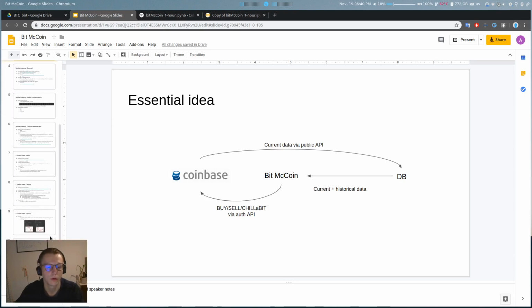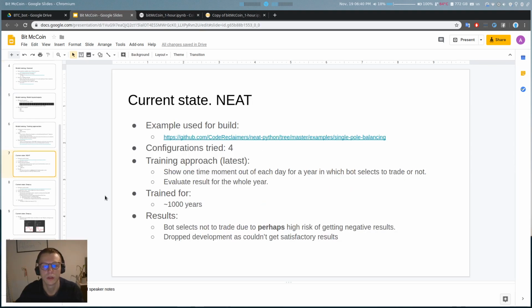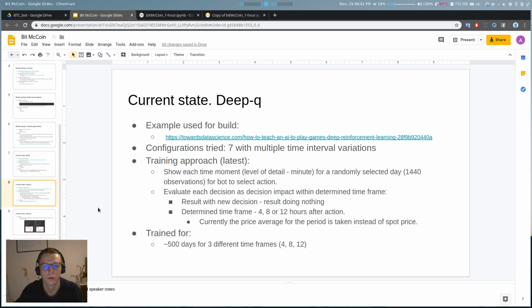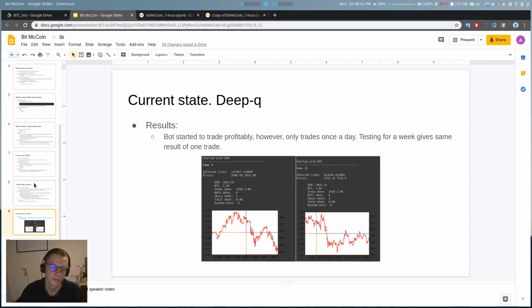If you remember, I used two approaches for this. One was called NEAT, and the other one was Deep Q. The NEAT results were not so successful. However, the Deep Q was quite a bit better, and I decided to just use this approach and move forward with that. So this is what I'm going to show you today.